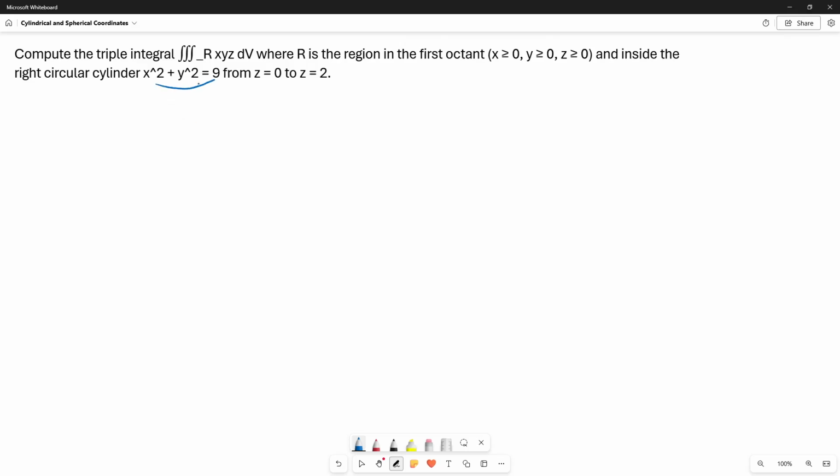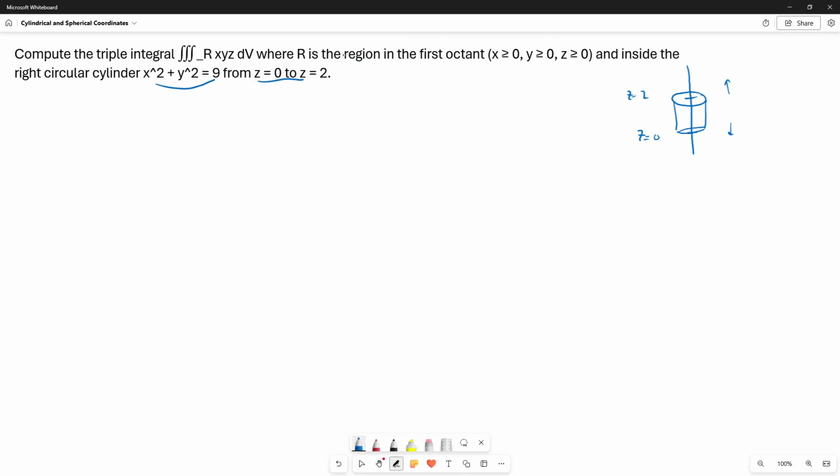So in 3 dimensions, x squared plus y squared equals 9 is a right circular cylinder that goes up to infinity and down to negative infinity, but we're only going to consider it from z equals 0 to z equals 2. So we have here the z-axis, and our cylinder is cut off at z equals 2 at the top and z equals 0 at the bottom.